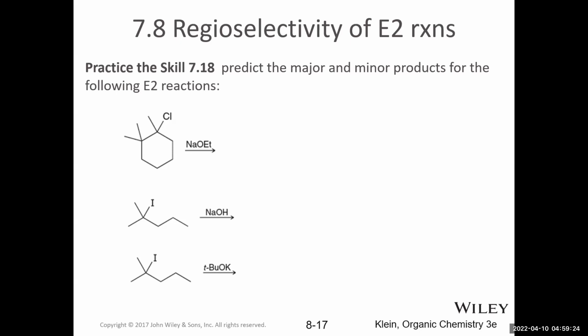Now, small bases tend to form the thermodynamic product, which is the Zaitsev product, and bulky bases are governed more by their kinetics because the steric bulk will increase the energy of the transition state and therefore slow it down if it's going for a more sterically hindered hydrogen. So as a result, the bulky bases will form the Hofmann product, which is the less substituted alkene, as the major product.